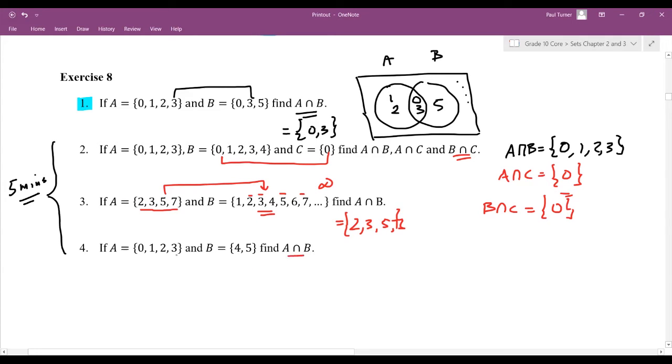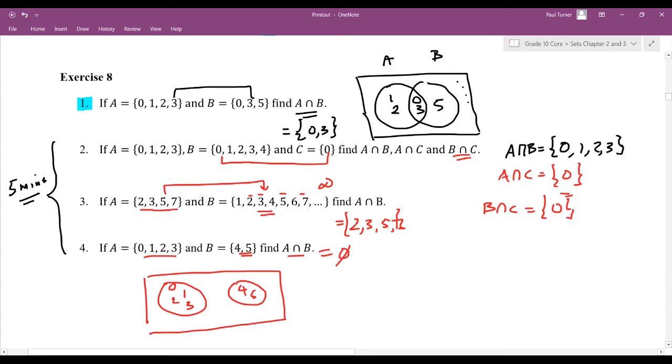So A intersect B, A is 0, 1, 2, 3 and B is 4, 5. They're all different, aren't they? Which means that's an empty set. So if you were doing a Venn diagram, you'd have 0, 1, 2, 3, and B would be 4, 5. And we don't know what the universe is, but we just leave it empty. So in the next section, that would be called a disjoint set. Disjoint sets, so the intersection is empty, an empty set, nothing in it. Okay, so that's exercise 8.